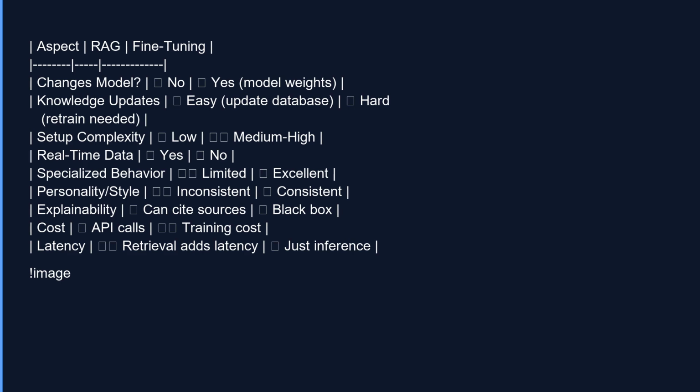Aspect, retrieval-augmented generation versus fine-tuning. Teaching: RAG teaches facts, fine-tuning teaches behavior. Changes model: no for RAG, yes for fine-tuning, which changes model weights. Knowledge updates: easy for RAG, update the database; hard for fine-tuning, retraining needed. Setup complexity: low to medium for RAG, high for fine-tuning. Real-time data: yes for RAG, no for fine-tuning. Specialized behavior: limited for RAG, excellent for fine-tuning. Personality and style: inconsistent for RAG, consistent for fine-tuning. Explainability: concrete sources for RAG, black box for fine-tuning. Cost: API calls for RAG, training cost for fine-tuning. Latency: retrieval adds latency for RAG, fine-tuning is just inference.